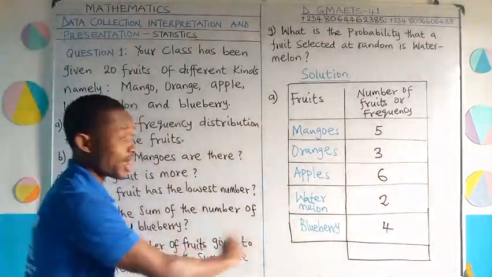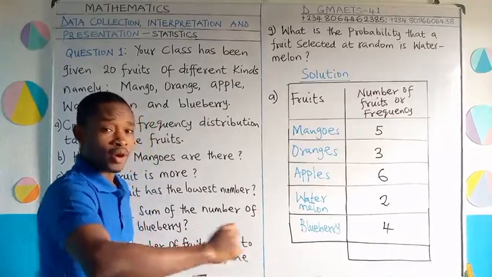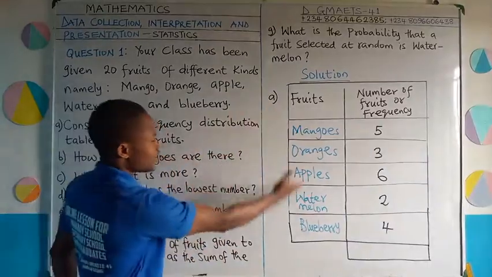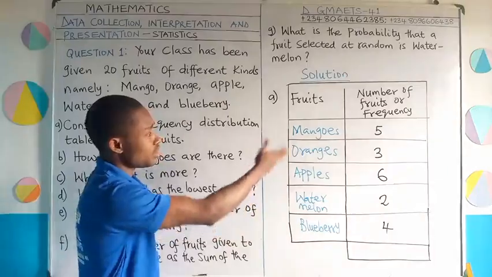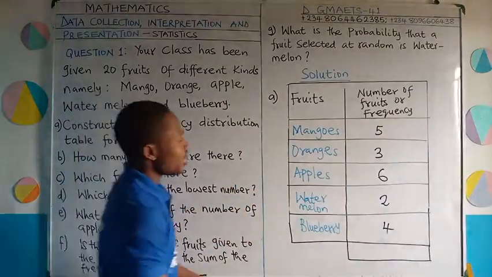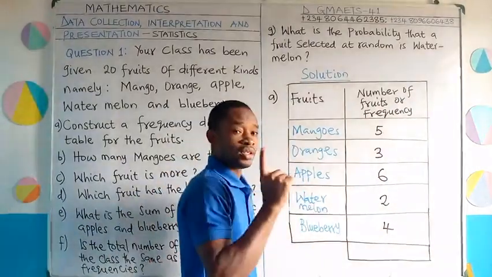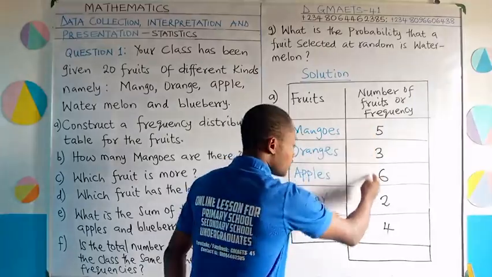So we are still going to write them out, by way of interpreting the data, the information. We've presented this information in this frequency table. All right, let's get the total number of fruits that we have. That means we are going to add up all these frequencies.